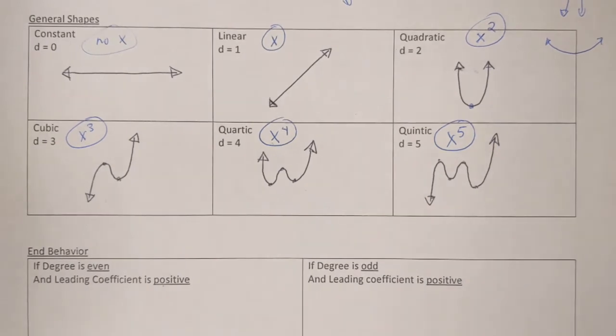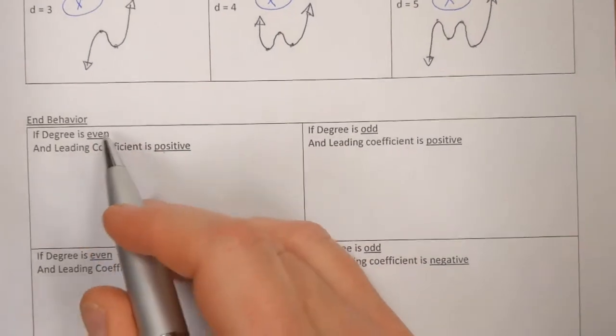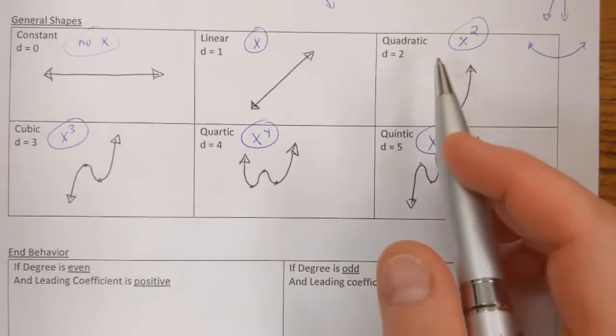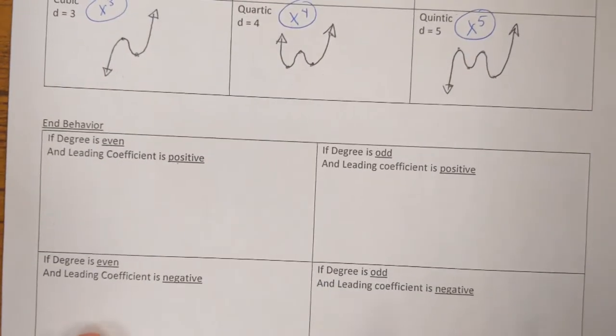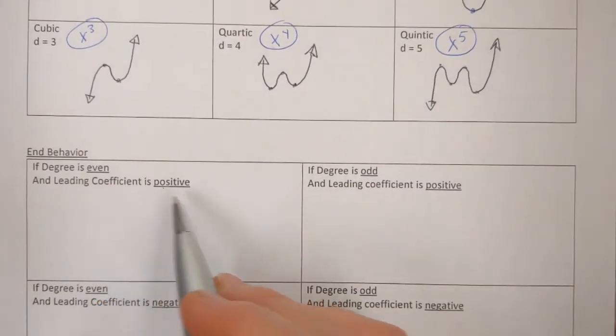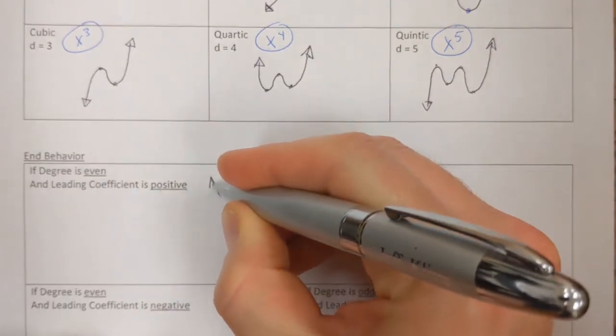Well, you can make some generalizations about what you see here. Anytime the degree is even, so that would be like second degree, fourth degree, sixth degree, if the leading coefficient is positive, you're going to get arrows that look like this.